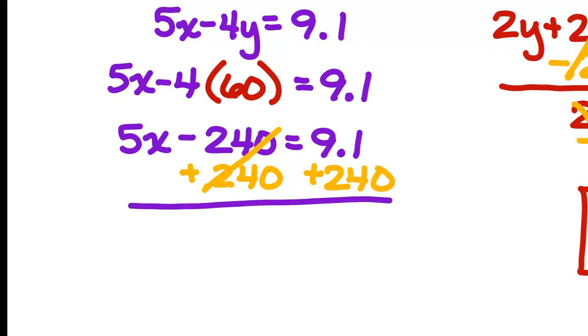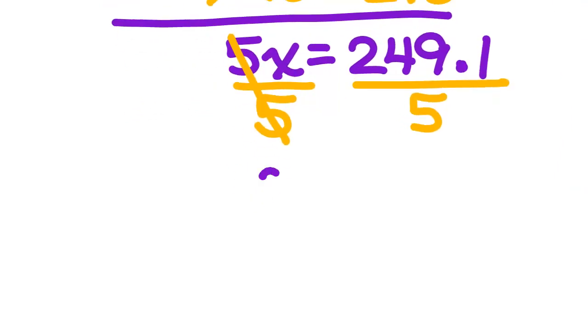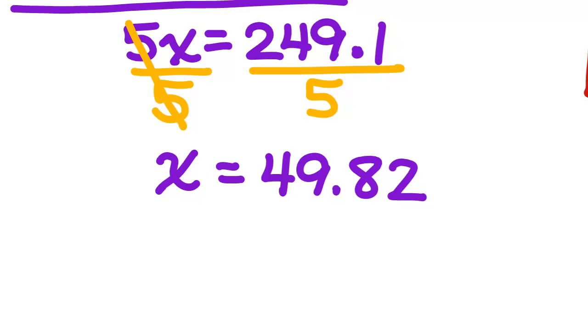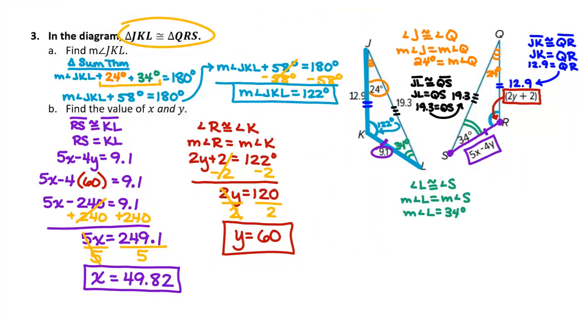So I have 5x equals 249.1. And last thing I need to do to finish isolating x. Divide by 5. 249.1 divided by 5 gives me what? I have to use a calculator for this one because I can't do it in my head. What'd you say? 49.82. Double check that you didn't accidentally put it in the calculator backwards. Okay. 49.82. So far, so good? All right.